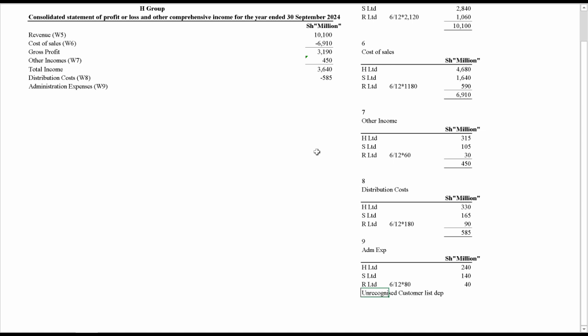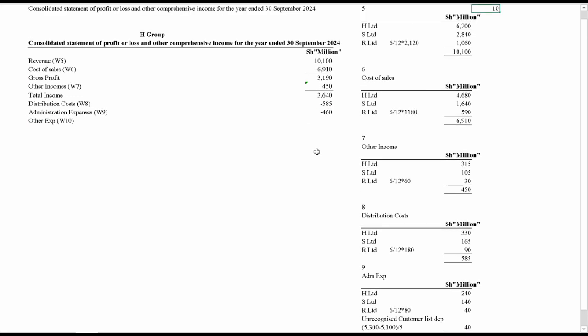Then we remember in our question we have been told about the unrecognized customer depreciation. The carrying amount of net assets of S Limited at acquisition was 5100 million, but the fair value of net assets on 1st October 2022 was 5300 million. The fair value increase was due to unrecognized customer lists which had a remaining economic useful life of 5 years at the date of acquisition. So you have to get that depreciation. You divide 200 by 5 years to get 40. So our administration expense is 460. Then we have the other expense.